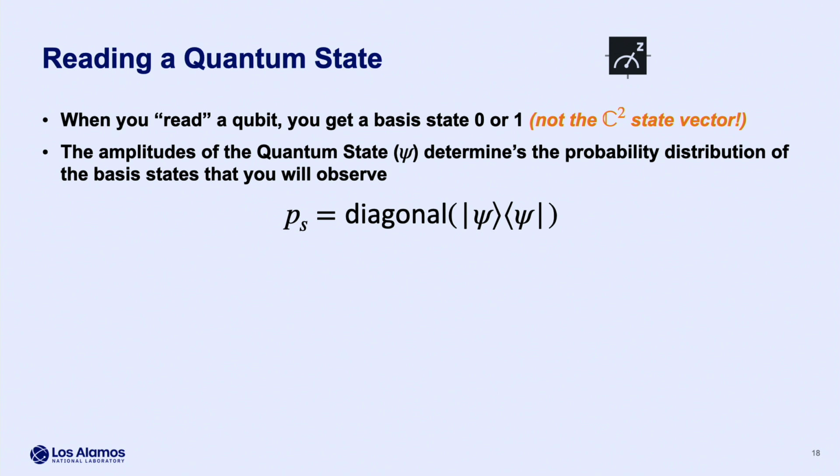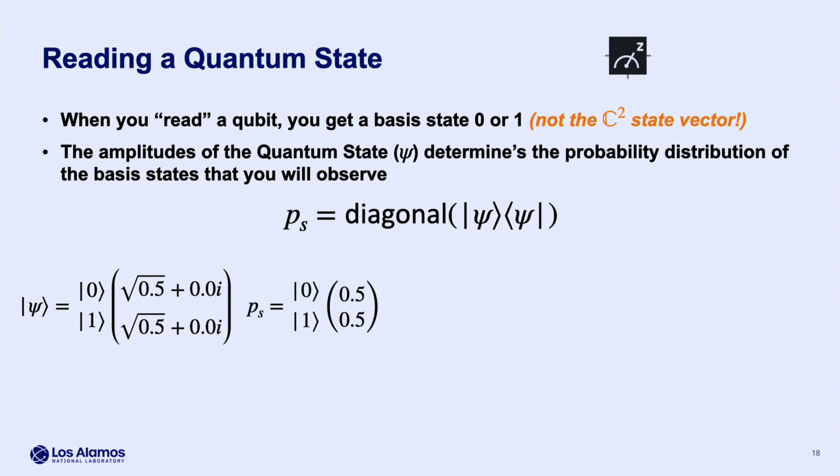Basically, if we have a quantum state, we take the outer product, which gives us a matrix. Then we look at the diagonal of that matrix, and that gives us probabilities. Probabilities determine what we're going to see when we perform the read operation. Let's go back to this example. We have an amplitude of square root of 0.5 on the first basis state, and the same on the second. If I do this outer product and look at the diagonal, now I have probability 0.5 on 0 and probability 0.5 on 1.